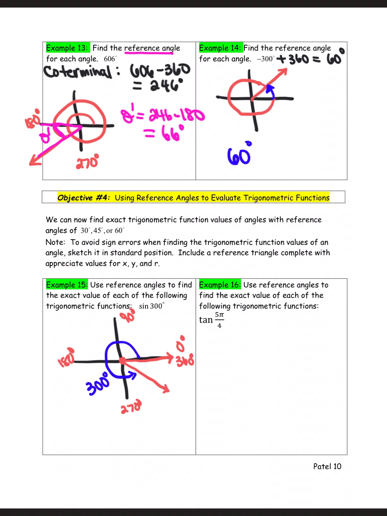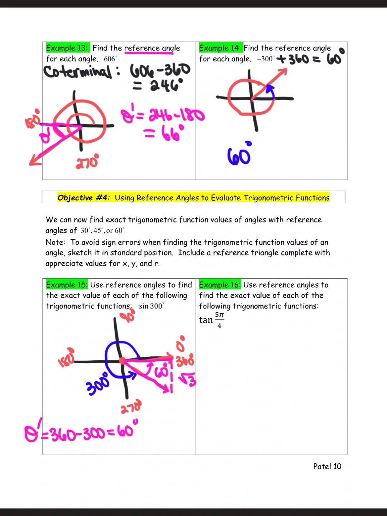To find the reference angle, we're going to use the terminal side and the x-axis. So this little piece right here we know is going to be 60 degrees because we're in quadrant 4. So it's going to be 360 minus 300 to give me 60 degrees. So that's my reference angle. Now, we know we're in quadrant 4. And opposite to 60 degrees is going to be square root of 3.